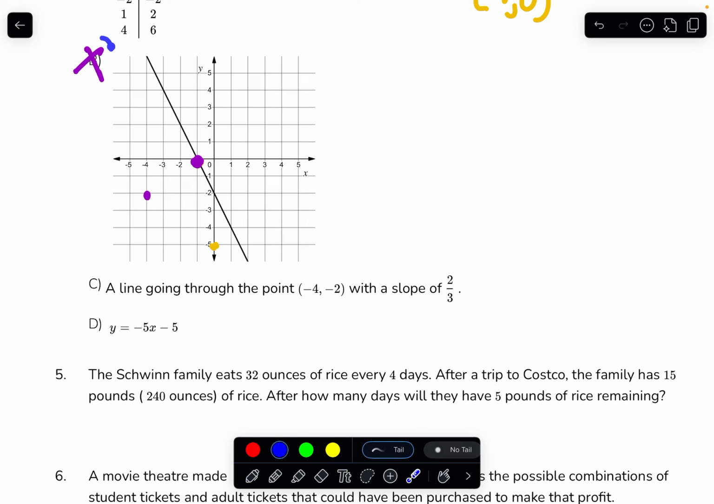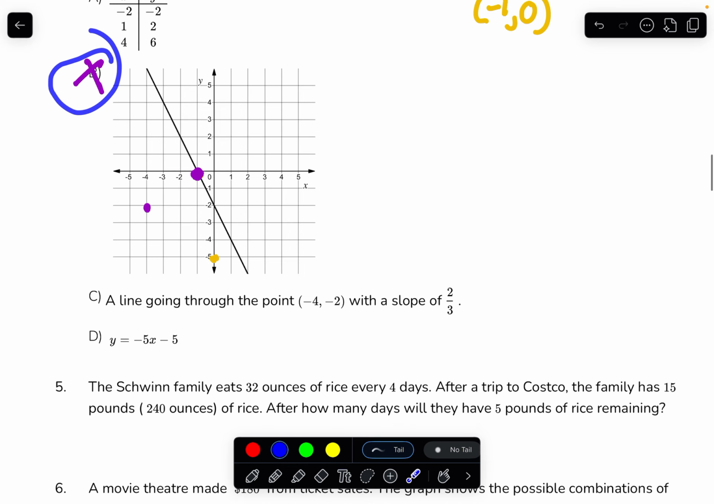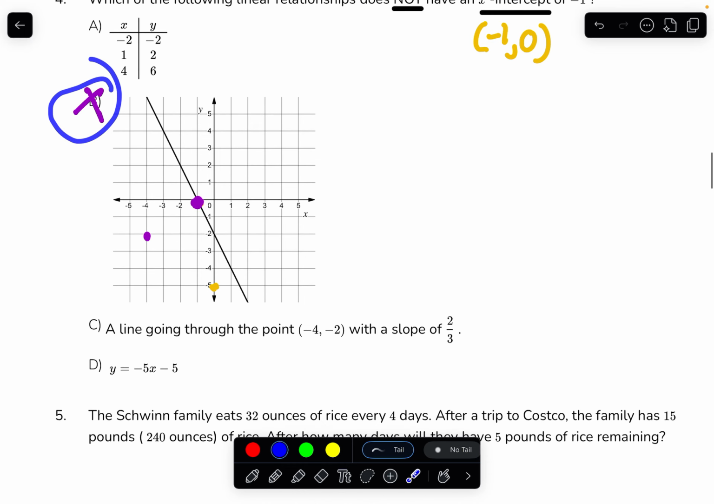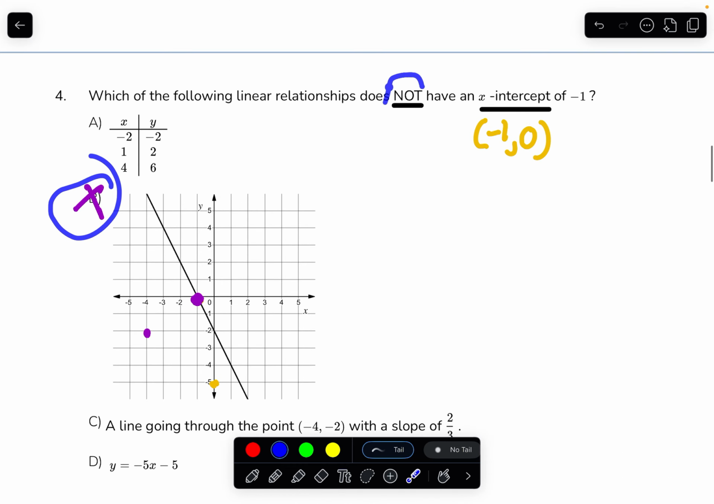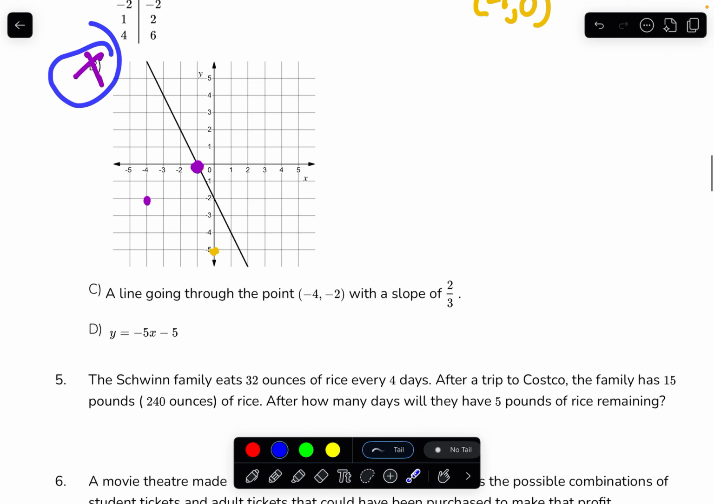First, they gave us a graph. I looked. It doesn't pass through (-1, 0). They want which one does not have it, so that one doesn't work.